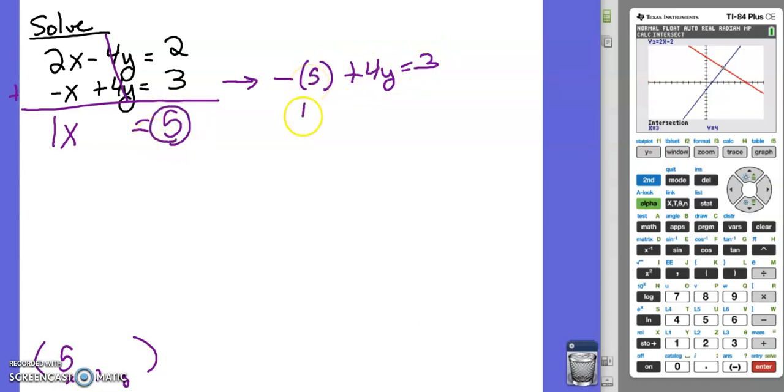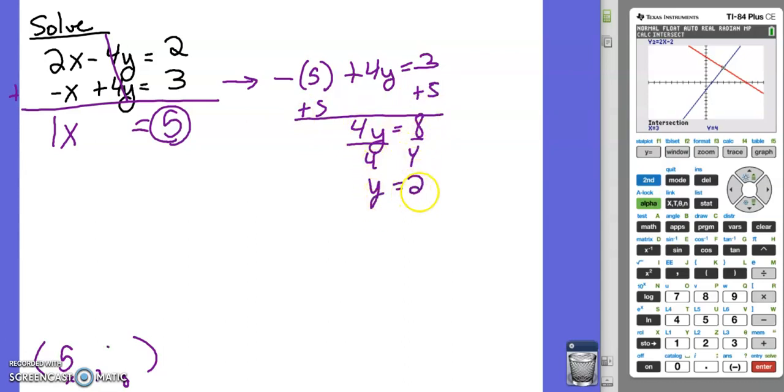And so that's negative 5. I'm going to add 5 to both sides. Divide both sides by 4. And y equals 2. And again, so I think that's the point of intersection.